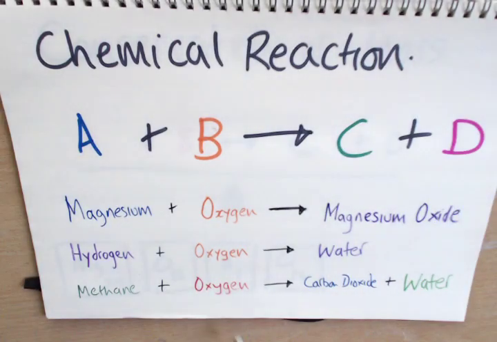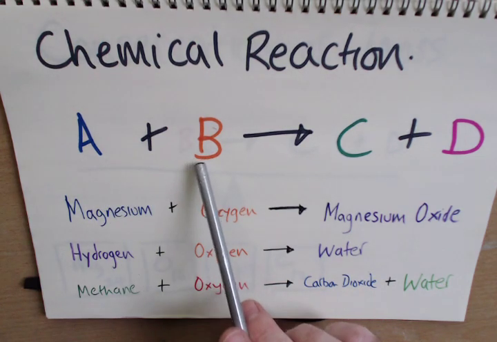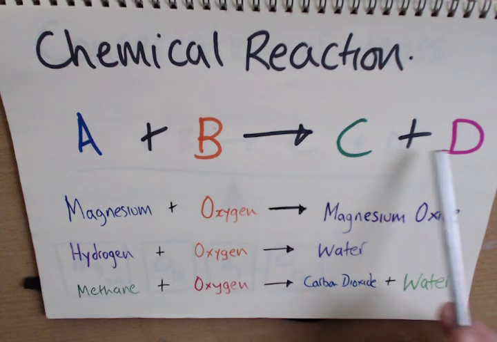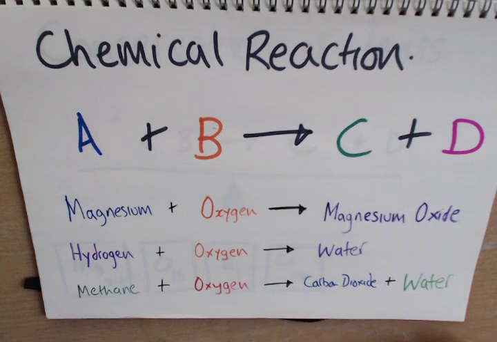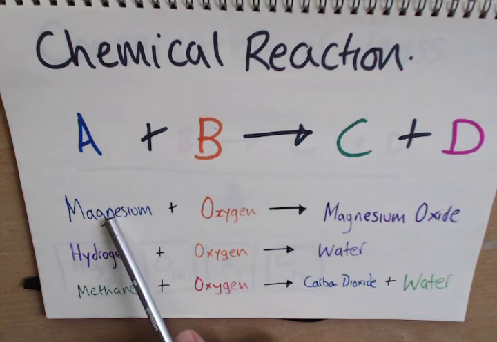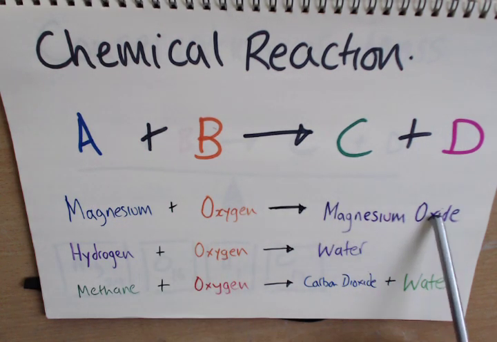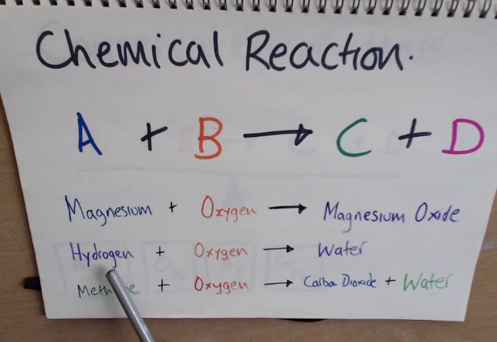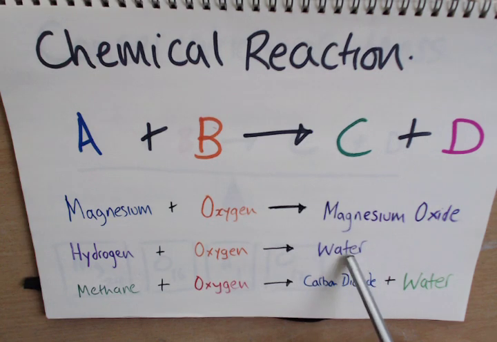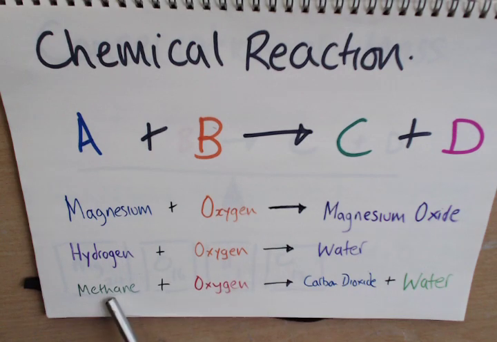Now, a chemical reaction is when two elements or compounds, atoms or molecules, react together to form one or more new compounds or elements. For example, magnesium plus oxygen. If you burn magnesium in oxygen, you get magnesium oxide. This is a compound. These two are elements. Hydrogen is burnt in oxygen and you get water. Methane is burnt in oxygen and you get carbon dioxide and water. This is a compound, this is an element, that's a compound, that's a compound.